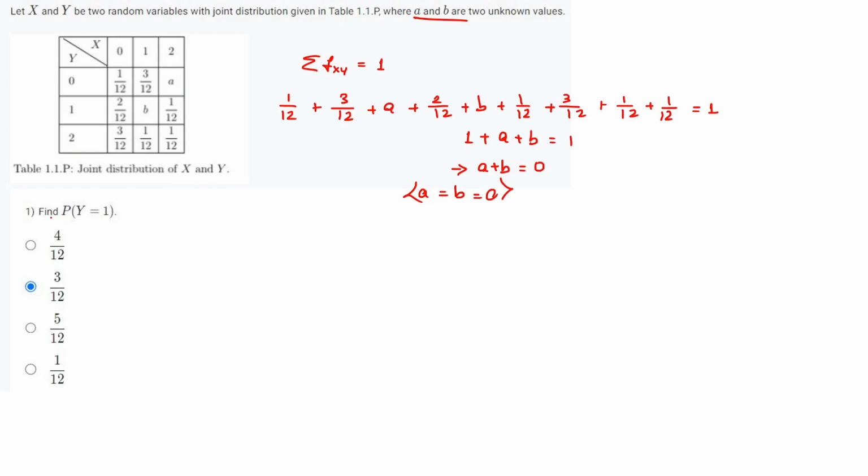Now they are asking us to find p of y is equal to 1. What are all the values where we get p of y is equal to 1? Y is 1 here. So if we sum this row, we'll get p of y is equal to 1. That is 2 by 12 plus b, which is 0, plus 1 by 12. So that is 3 by 12. That is the answer. So next question.